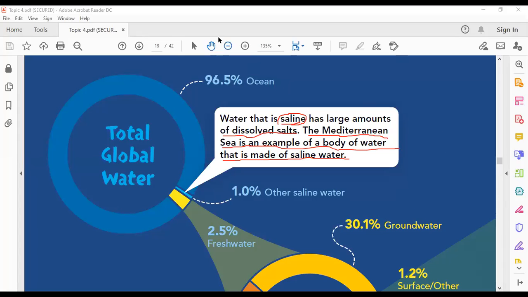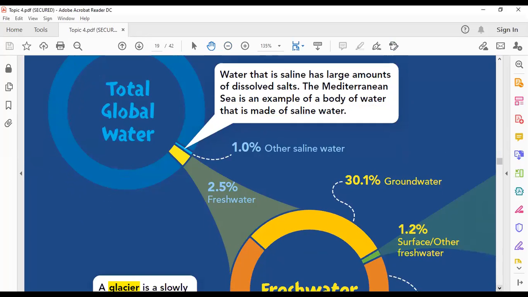By the way, I want you to know that when we say salt in science, it doesn't mean only the table salt that we use in our food. There are also other types of salt. Inshallah, you will learn this later.